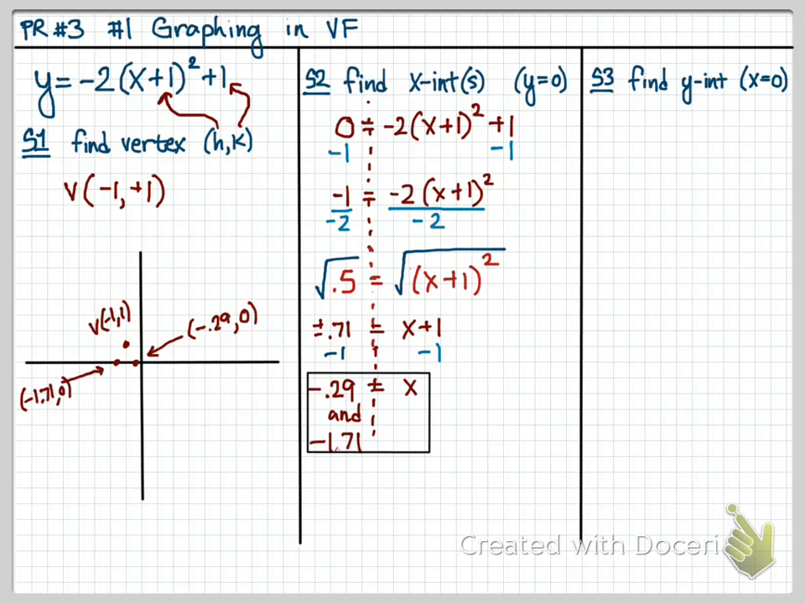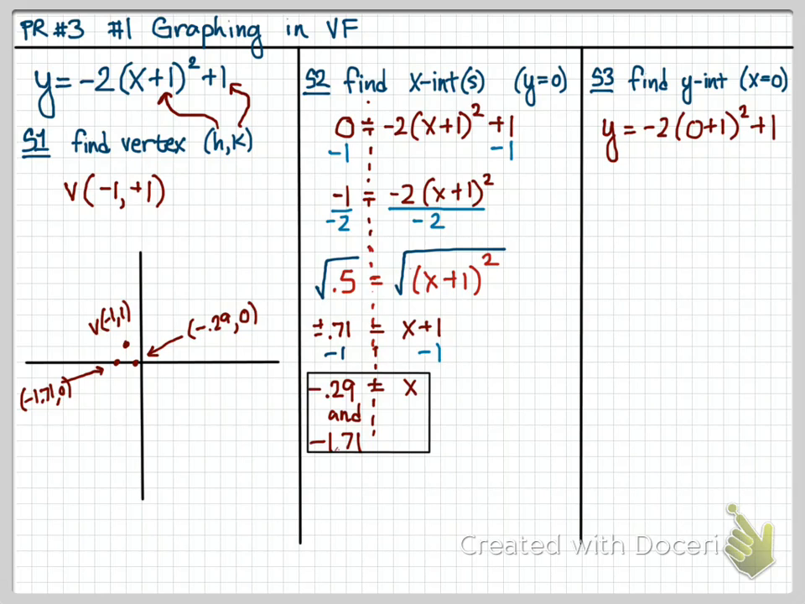We have 3 points. Let's clean this up. Let's get one last point. Let's get that y-intercept. Let's set our x equal to 0. Boom. So we don't have to move anything to the other side because the y is already by itself. We just have to solve the numbers that are on the right hand side.